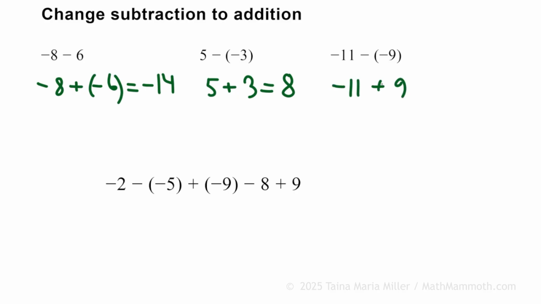In reality, we are changing subtraction into addition of the opposite. And then here, there's more negatives, so they will win. And the difference between 11 and 9 is 2, so we get -2.